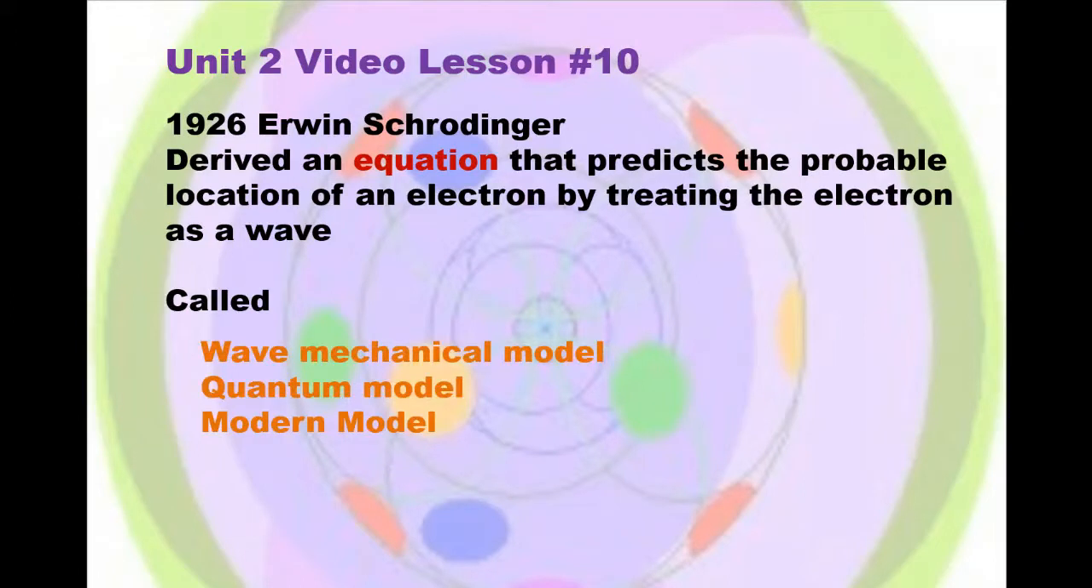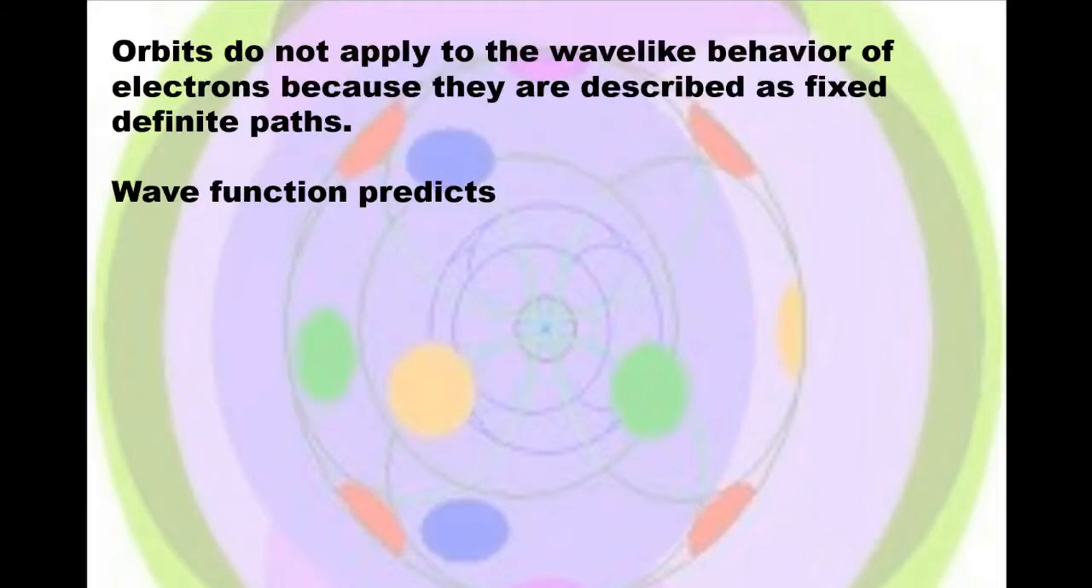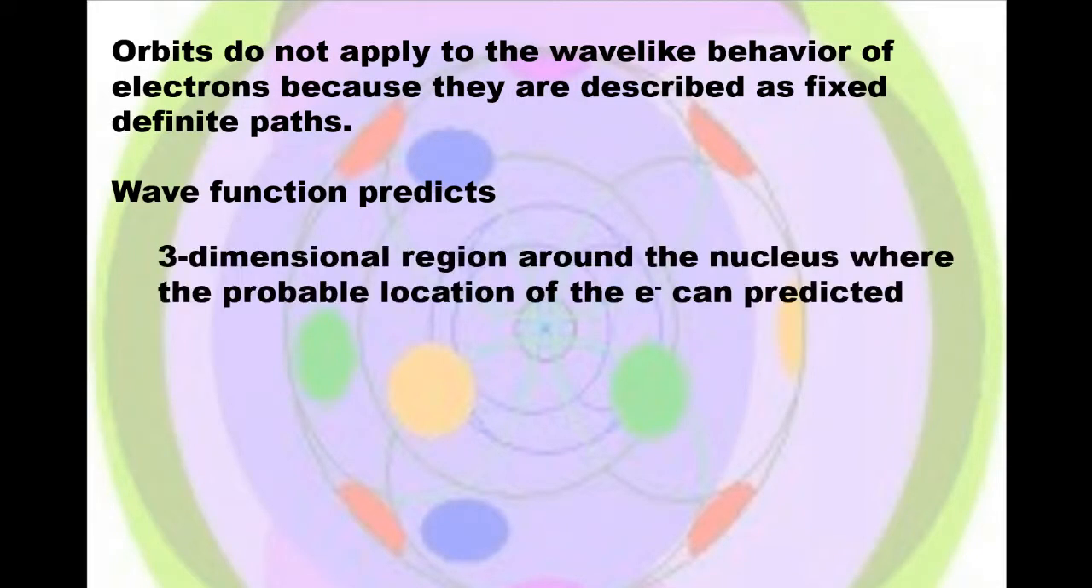But it's a pretty lengthy equation and kind of difficult to use, but keep in mind that it is an equation that the electron location is predicted from. What he said is that orbits do not apply to the wave-like behavior of electrons because they are described as fixed, definite paths. So the wave function, the equation, predicts the three-dimensional region around the nucleus where the probable location of the electron can be predicted. And this three-dimensional region is called the orbitals.